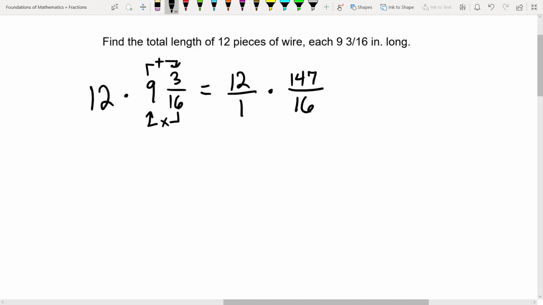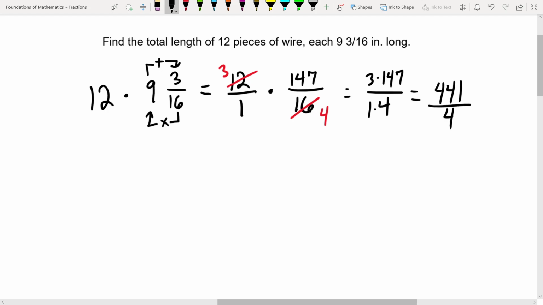Now, in this type of problem, you can multiply going straight across the top and multiply in the bottom and then reduce. Using a calculator will help you out with that. These numbers are quite large, so it gets to be a lot of stuff to work with. So I'm going to first reduce. 16 divided by 4 is 4, and 12 divided by 4 is 3. Now we get 3 times 147 over 4 times 1. 3 times 147, that's 441 over, of course, 4.